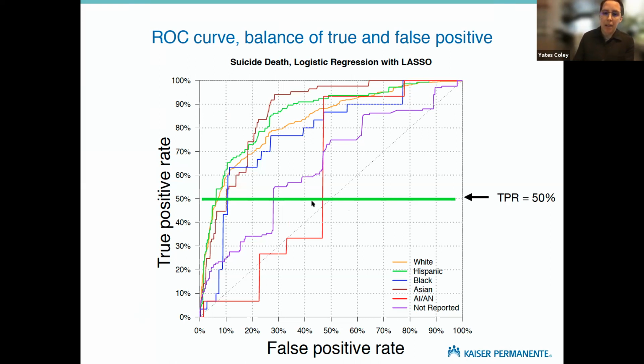Now, if we did that, we can compare the false positive rates across groups. We see here that the false positive rate for a true positive rate of 50% is about 5% for visits from white and Hispanic patients, and about 10% for visits from Asian and Black patients, which means that in order to intervene on the same proportion of true events, we'd have to double the false positive rate, or proportion of visits without suicide death, incorrectly labeled as high risk for Black and Asian patients. So it's even worse for people without race and ethnicity recorded. The false positive rate is nearly 30%, and it's nearly half for visits by American Indian and Alaska Native patients.